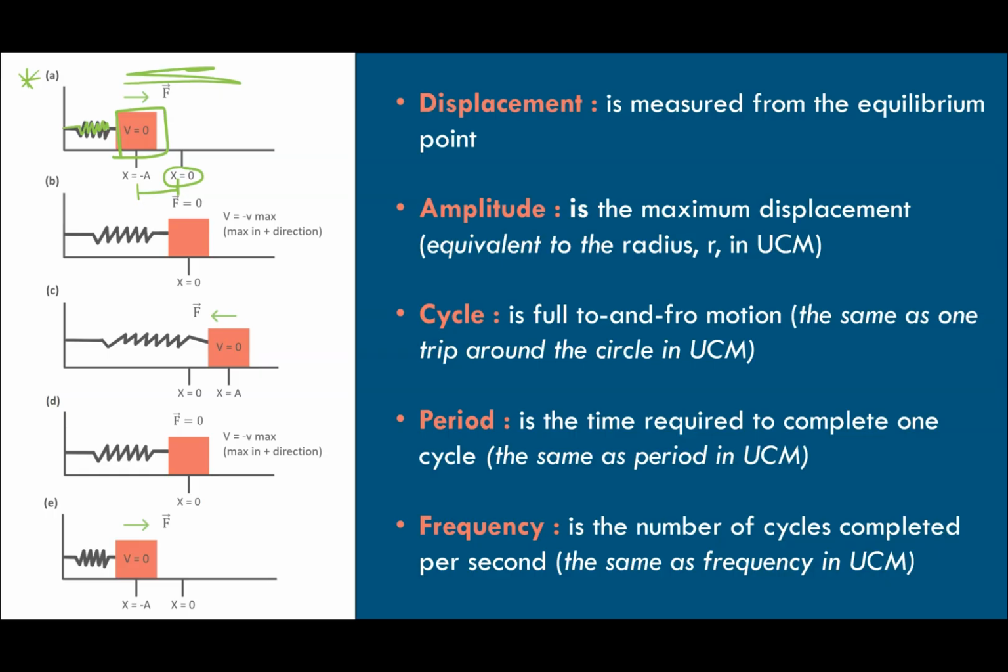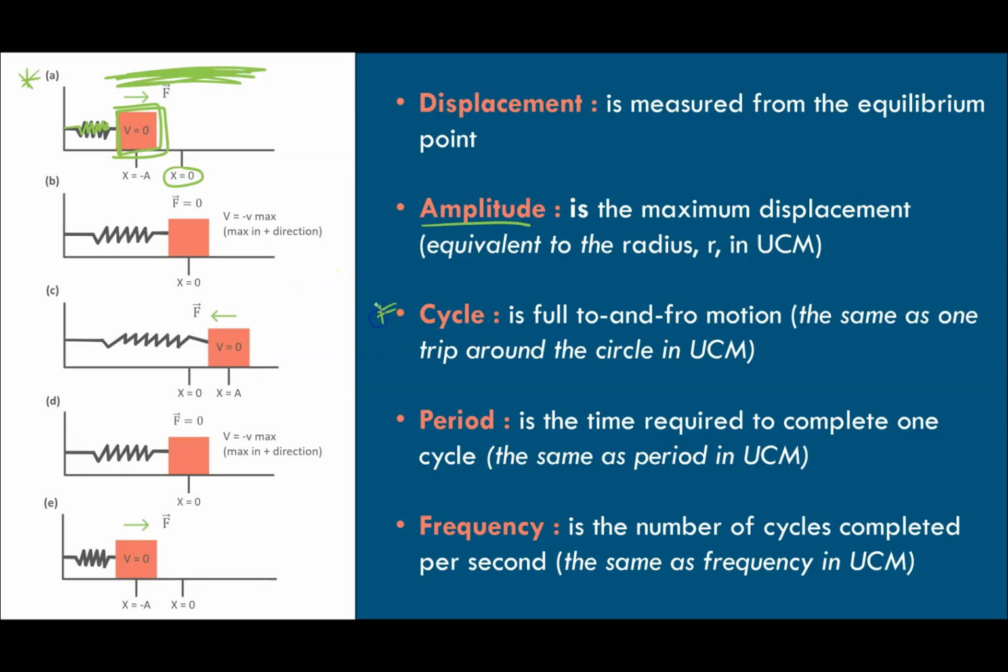That's the equilibrium point. And in this case, the displacement is negative A because that's how far it is from the equilibrium point. This A symbolizes amplitude. Amplitude is the maximum displacement. So this is the furthest this block is going to be oscillating back and forth. Okay, it's the furthest point.